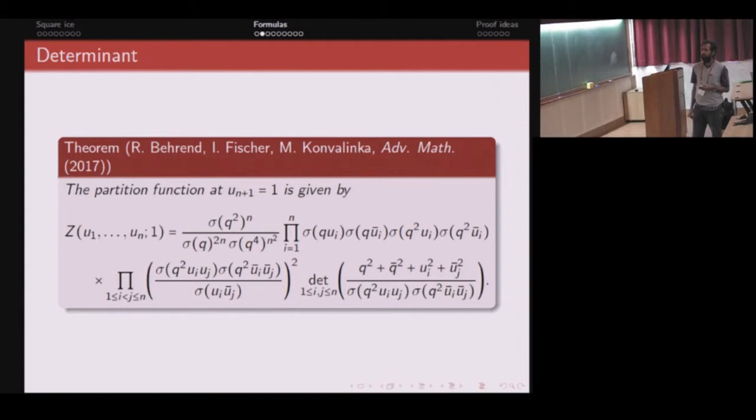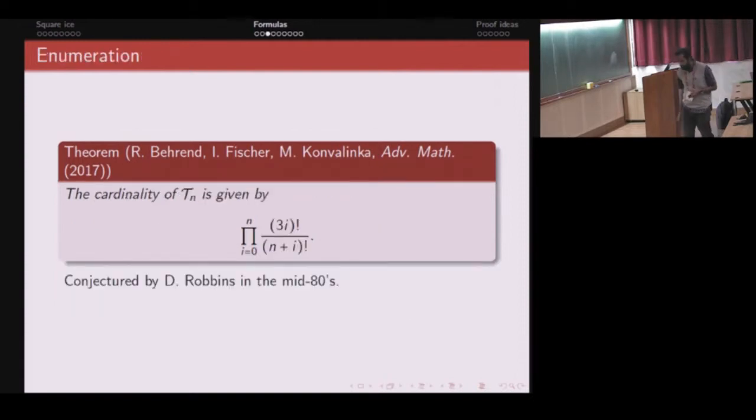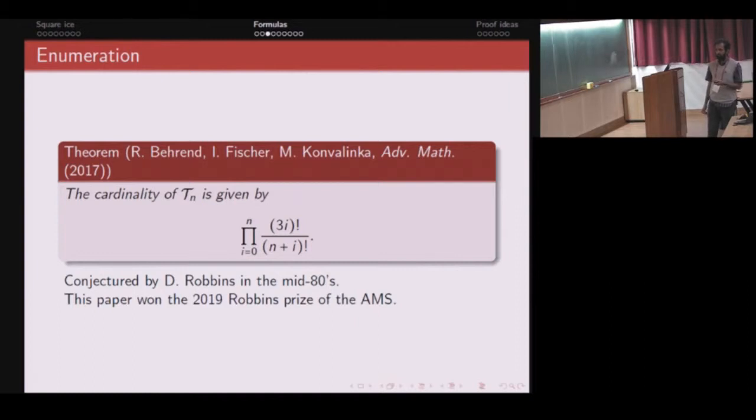And this allowed them to prove that the number of six-vertex configurations is given by this really elementary looking product formula. But this was conjectured by Dave Robbins as early as the mid-80s, and it was only settled just now, more than 20 years later. So this paper recently won the Robbins Prize of the American Mathematical Society, which is given once every 3 years, and it's a major achievement in the field.